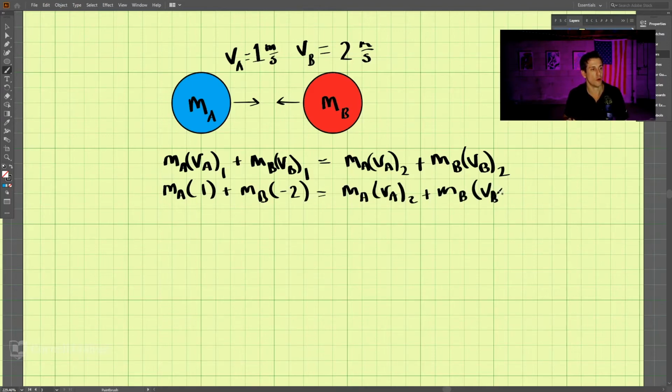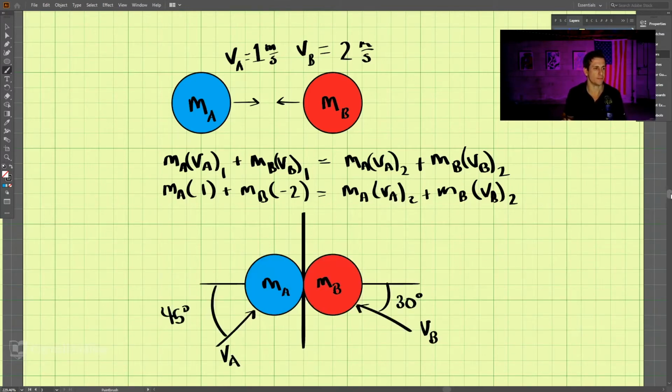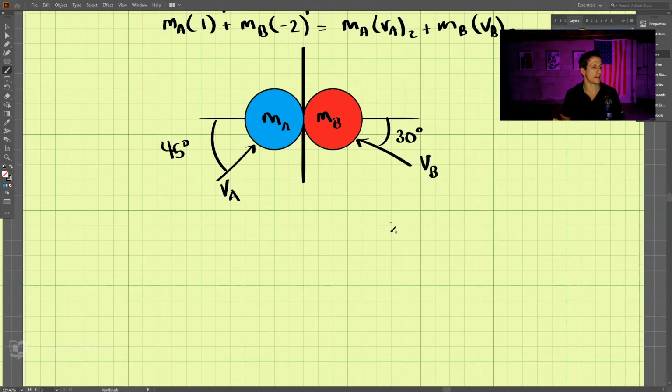And with just this given, we can't really formulate how the velocity is going to be affected after the impact. We need more information, and we'll get to that in a little bit. Okay, so let's take an example of this. The next example is a little more complex.